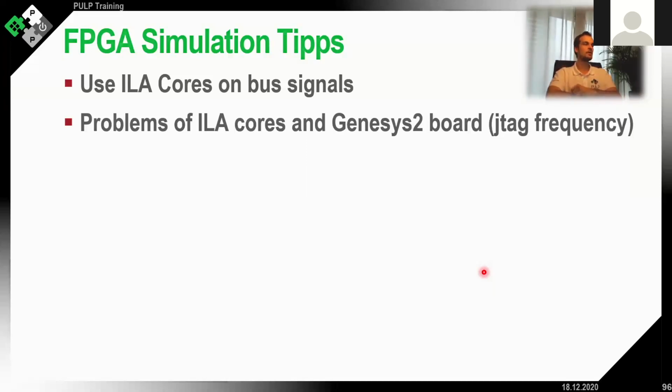If you use the default frequency, your ELA cores will just not respond. It looks like they are hanging or not working, and you don't see an apparent error message why that is, at least not one that I'm aware of. So just to make you aware of it: if you're going to use that feature and the ELA cores do not react, maybe try to lower the JTAG frequency in the Hardware Manager in Vivado.